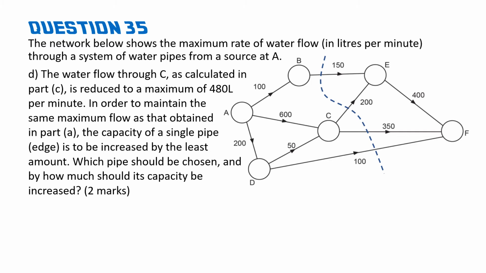So imagine that we've decided we're going to increase one of the pipes. There's going to be a cost associated with that. We want to keep that cost down, so that's why we are doing it by the least amount. So which pipe should we choose, and by how much should its capacity be increased?